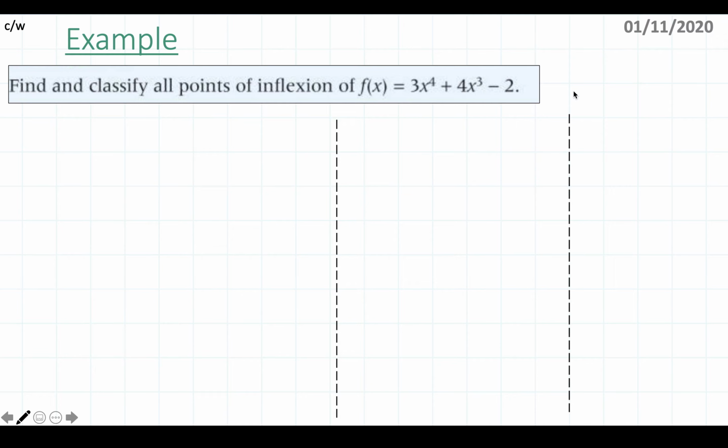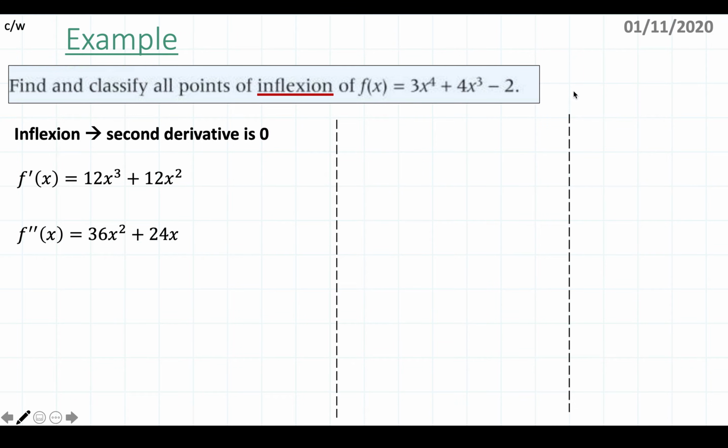Let's go through an example. We have this curve, and we want to classify all the points of inflection. The keyword is inflection. So you first write the definition. You're like, inflection. I know for inflection, the second derivative is 0. So I'm going to find the first derivative, the second derivative. I'm going to use my bit of information and make my second derivative equal to 0.